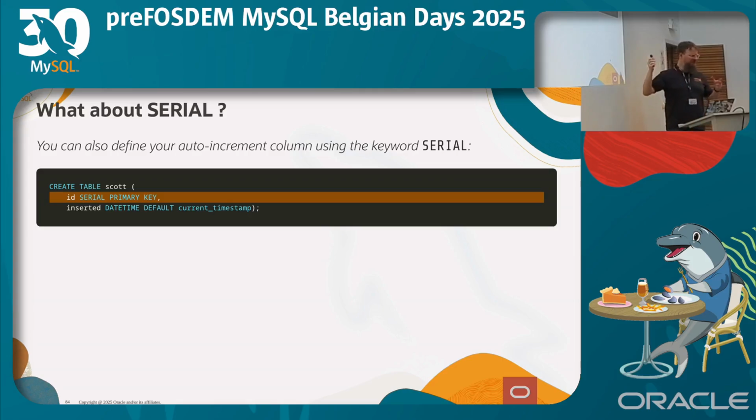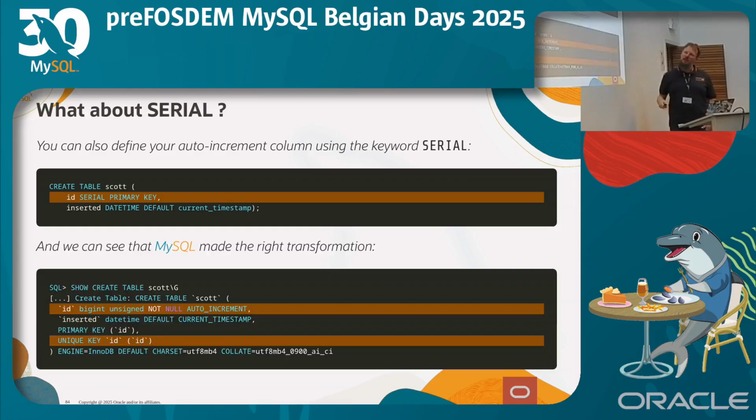And I think the first time I was talking about this, some developer said, "Oh, but we use SERIAL." Serial what? But you can define an auto increment column using SERIAL. So here: CREATE TABLE Scott (ID SERIAL PRIMARY KEY), and if we check what MySQL did, it did ID BIGINT UNSIGNED NOT NULL AUTO_INCREMENT as a primary key, but it did this. Why? Because SERIAL does that by default.